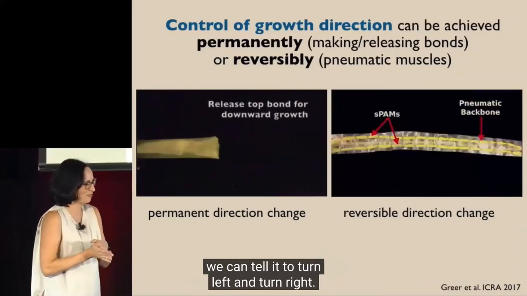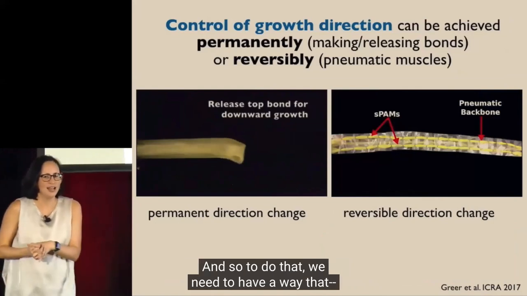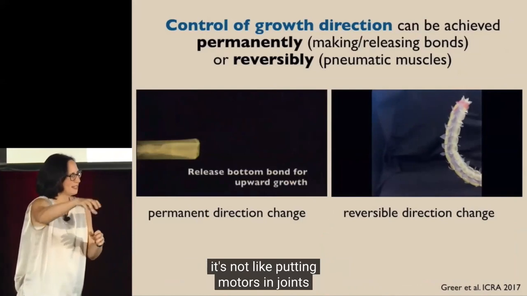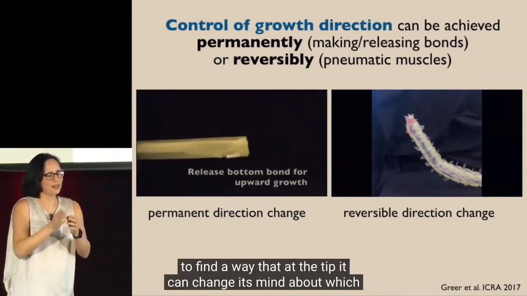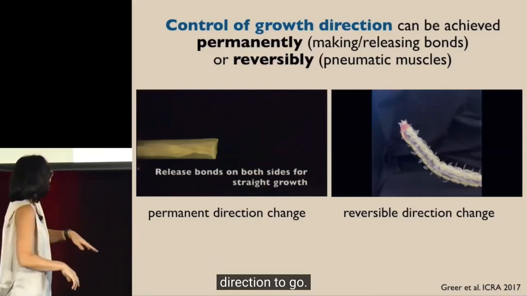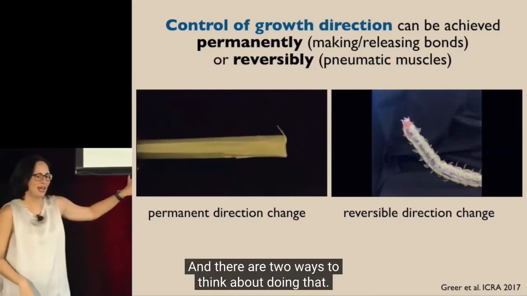We can tell it to turn left and turn right. And so to do that, we need to have a way that it's not like putting motors and joints like with a classic robot. We have to find a way that at the tip it can change its mind about which direction to go. And there are two ways to think about doing that.